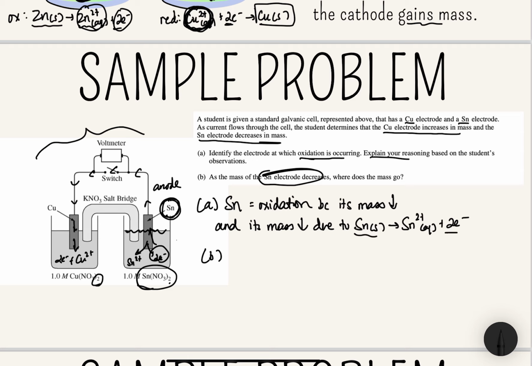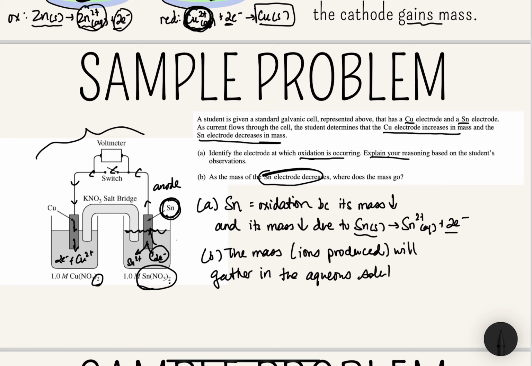If you look at my diagram, you can explain it or annotate the diagram: the mass or the ions produced will gather in the aqueous solution inside the beaker, inside the oxidation or anode beaker. Okay, hopefully that helps you answer that one.